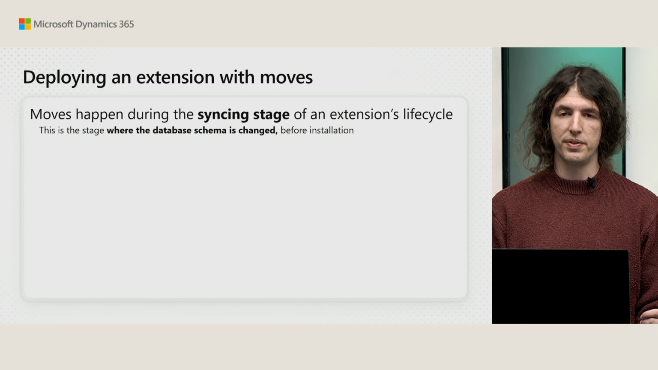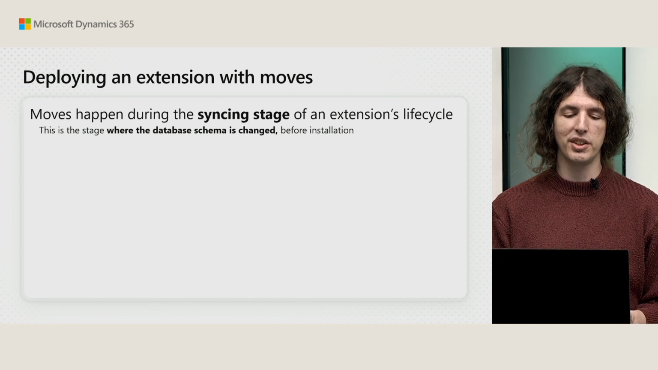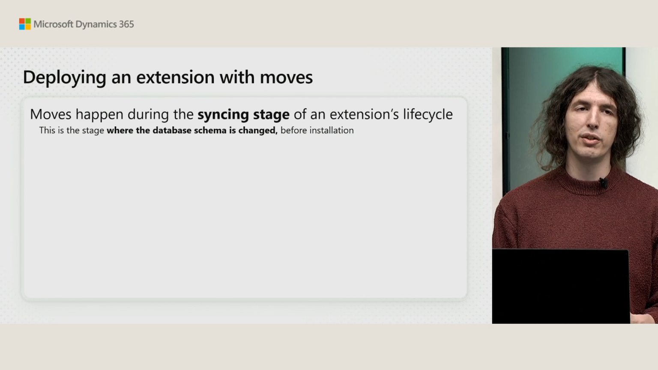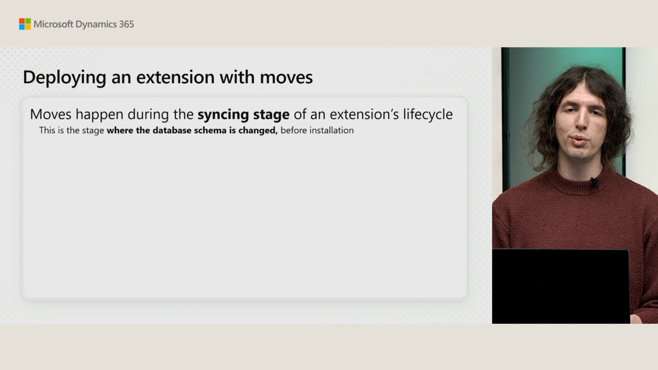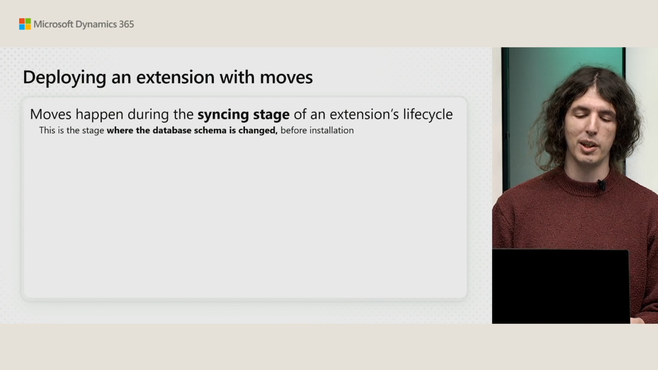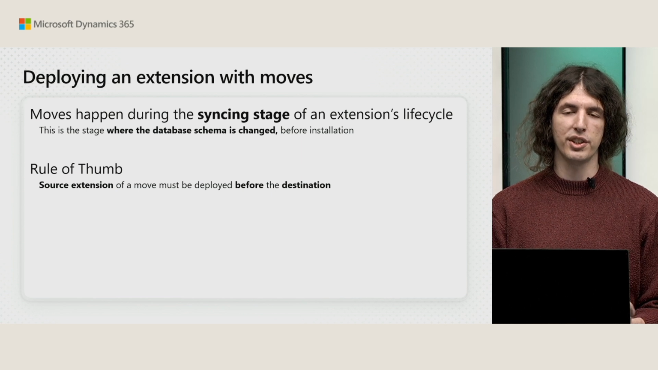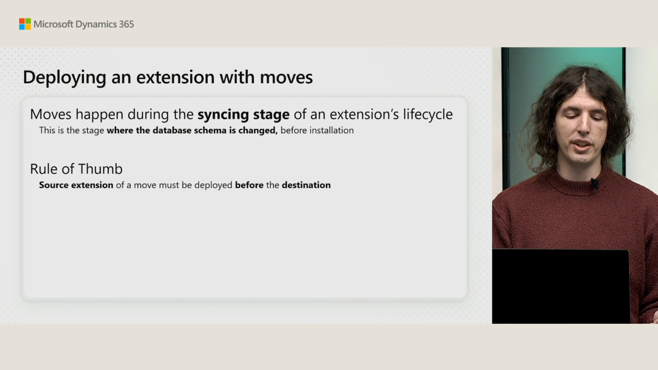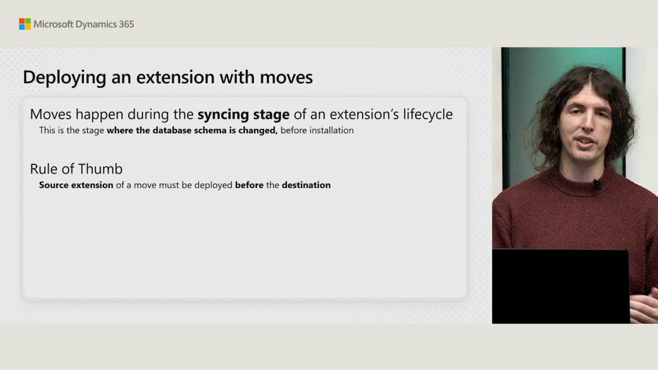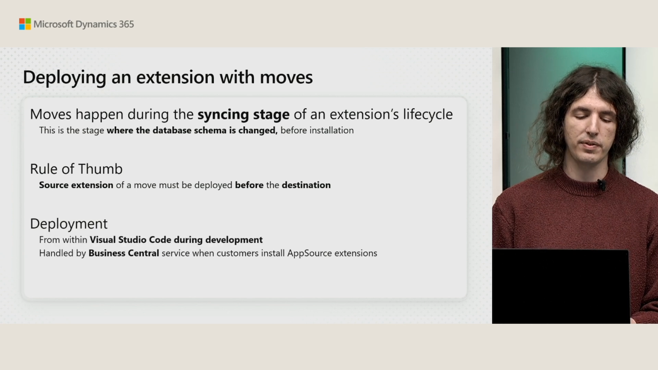This is the stage after publishing your app and before installing it, where the database schema is changed in order for the new installation code to be able to run on it. So this is when the move will actually happen, when these apps are deployed. The rule of thumb to ensure success when you are doing a move is that the source extension in a move must be deployed before the destination. This way it's possible for the takeover to happen correctly.